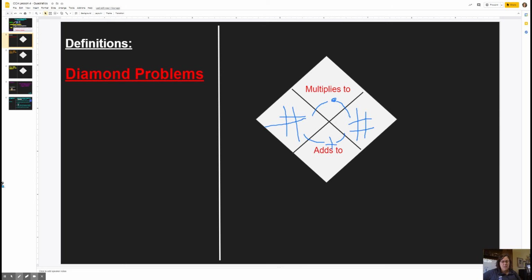And like I said, this is going to be the natural lead into working on factoring. We're going to get away from using algebra tiles and just using actually more algebra to factor our equations. And the diamond problems are going to help us do that. So again, when you're given a number on the left and the number on the right, you multiply them together to make the top part of the diamond, and then you add them together to make the bottom part of the diamond. Okay.